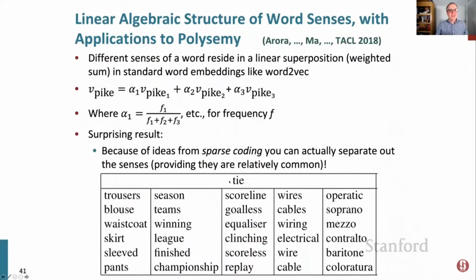And so here's an example at the bottom of this slide, which is for the word tie. It separates that vector out into 5 different senses. One sense is close to the words trousers, blouse, waistcoats, and this is the clothing sense of tie. Another sense is close to wires, cables, wiring, electrical, so that's the tie sense used in electrical stuff.